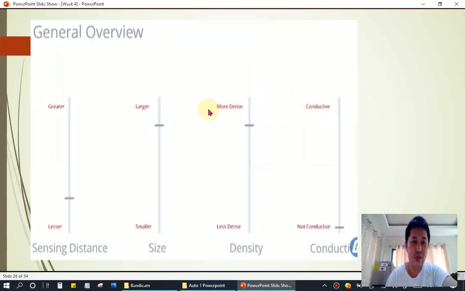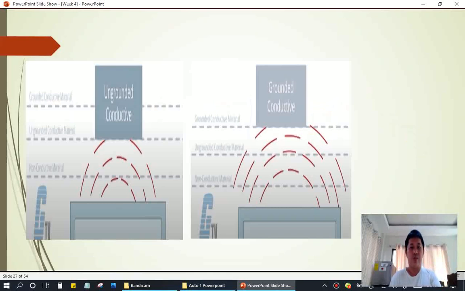Next, we have here the general overview: sensing distance, the size, the density, and the conduction. So the lesser and the greater, smaller, larger, less dense, and more dense, and non-conductive and conductive. So we have the ungrounded, conductive, and grounded. So we have here the level of detection. So let us proceed.